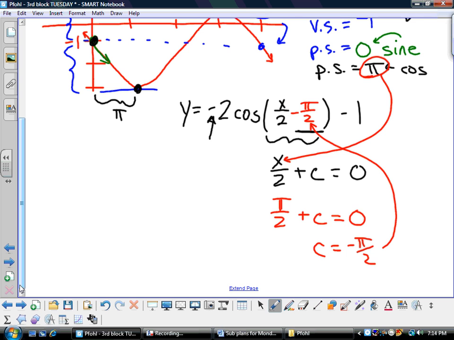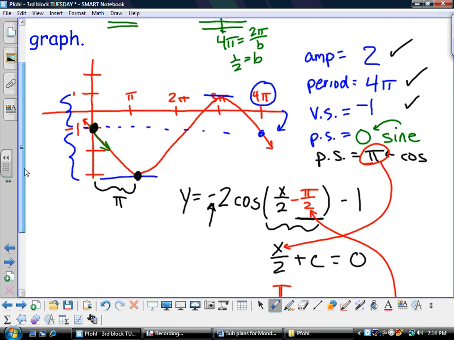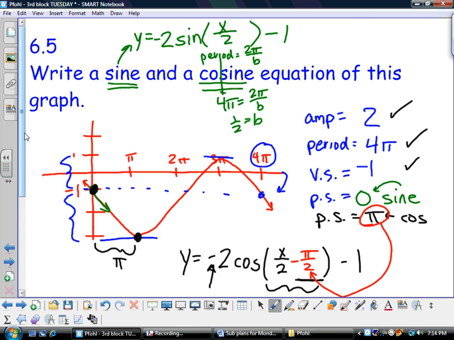Is that the only correct answer? No, there are other correct answers for that. For example, we could have said positive 2 out front, and then we would have been looking way over here at 3 pi. So if we were going to use a positive 2 out front, we would need to have the phase shift be 3 pi. And then we could go through and get a completely different answer for C. So there's more than one right way to do it. I just showed one correct solution.